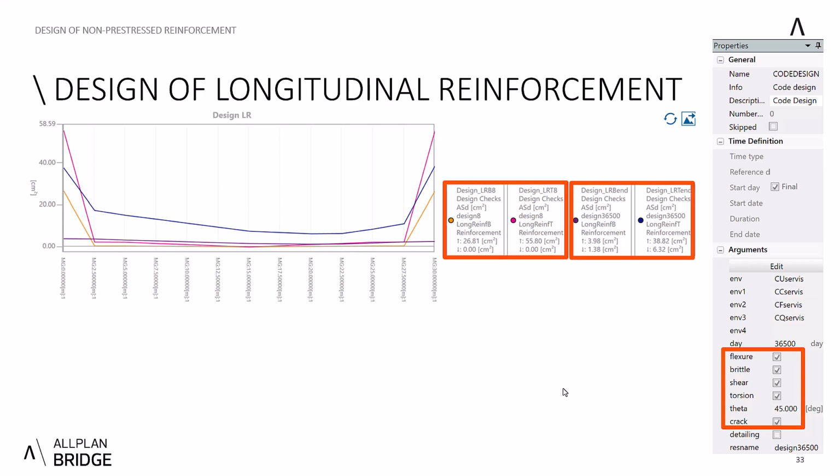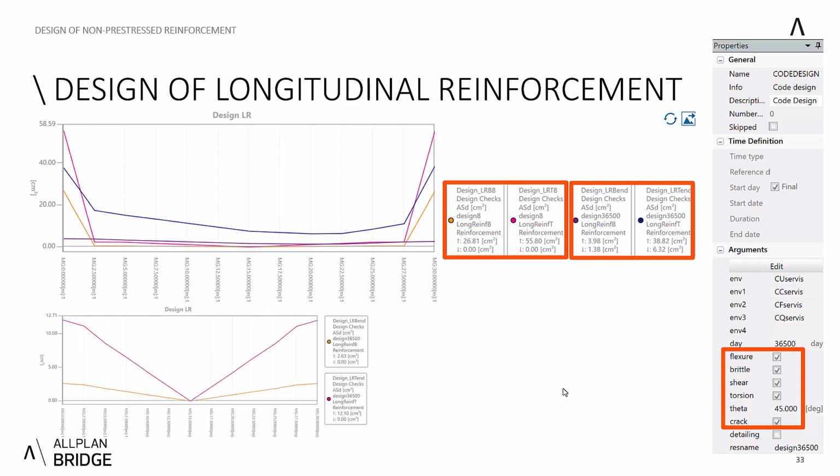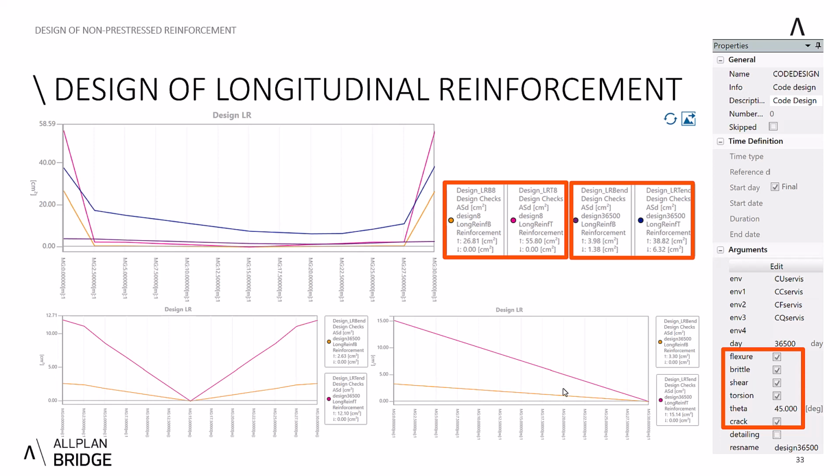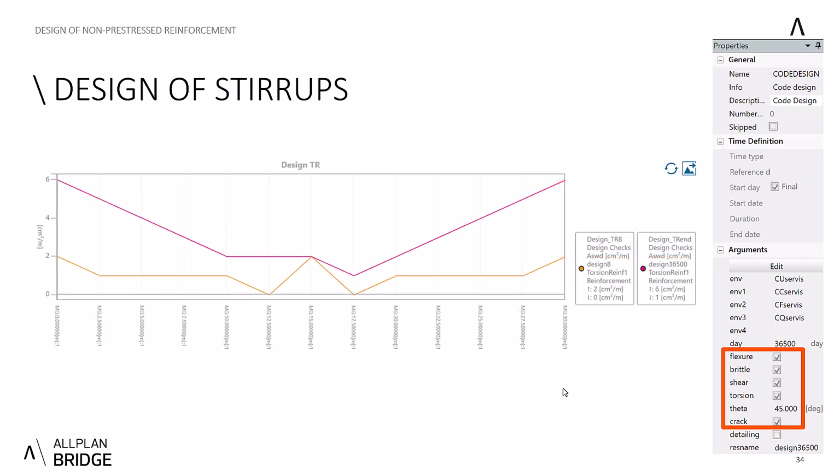If you are interested in what part of the longitudinal reinforcement is necessary only to resist the tension from the shear force or from the torsion, we can perform a separate calculation in Allplan Bridge. As well as the longitudinal reinforcement, the program also calculates the transverse reinforcement required to resist the shear force and torsional moment.